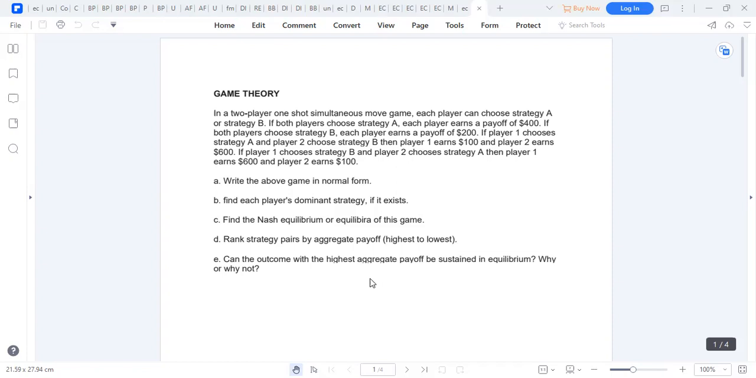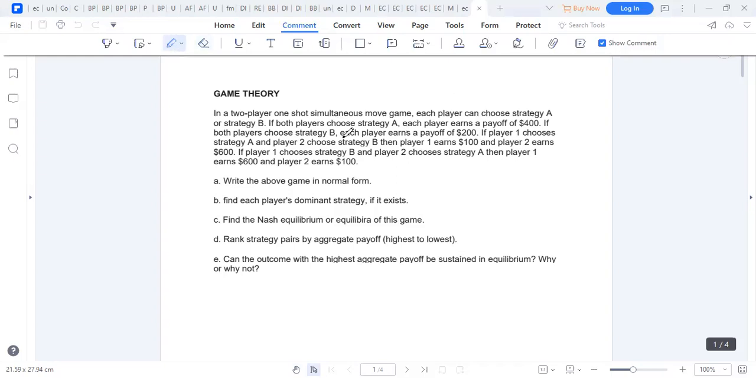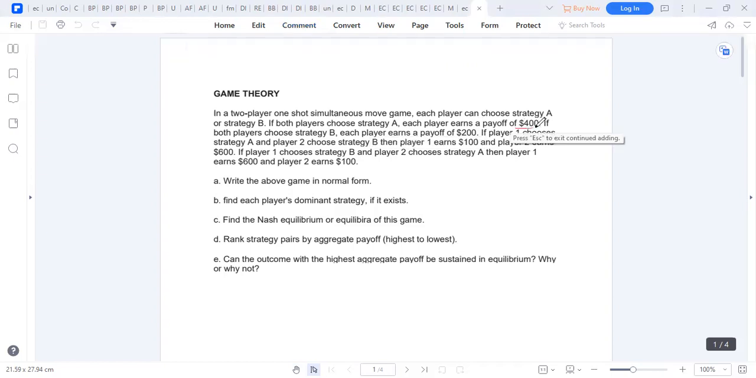In this question, strategy A and strategy B are all about understanding when they're cooperating and when they're not cooperating. So we're going to see the payoffs. Each player will choose strategy A or B. If both choose the same strategy, meaning they are working together, they'll make a profit of how much? 400 each. So if they cooperate, they each make 400, which is something good. If both players choose B, meaning they choose not to cooperate, they'll make a pair of 200.